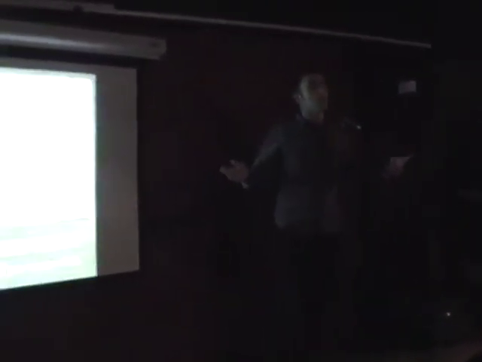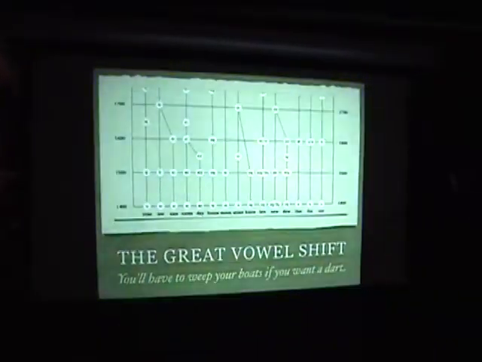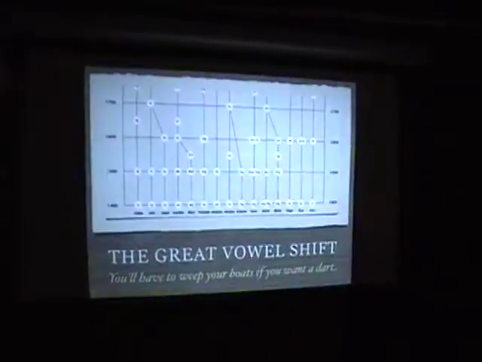The great vowel shift. So the reason why English and Scots have such different vowels is because we had this big divergence where all the vowels change. This phrase at the bottom, "you'll have to weep your boats if you want to dart," that's actually how we would have said, "you'll have to wipe your boots if you want to date."